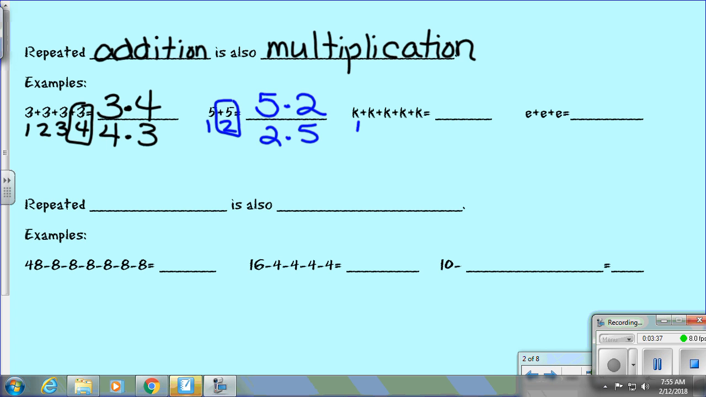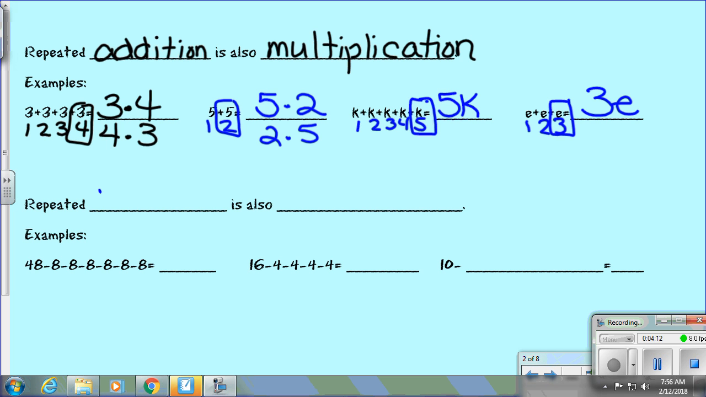Okay, so 1, 2, 3, 4, 5 K's. So 5 times K. You don't need the multiplication sign between a variable and a number. And I'm just going to keep it as 5K instead of K5. It's okay to write that, but you will more so see it with the variable being behind the number. And E's, 1, 2, 3, 3E.